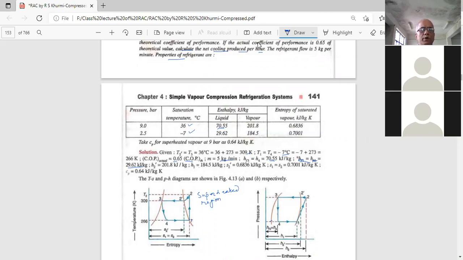And H2 dash is the enthalpy of the vapor at high temperature, which is equal to 201.8 itself. And H1, which is on the dry saturated vapor line at temperature minus 7 degrees Celsius, will be 184.5 itself.